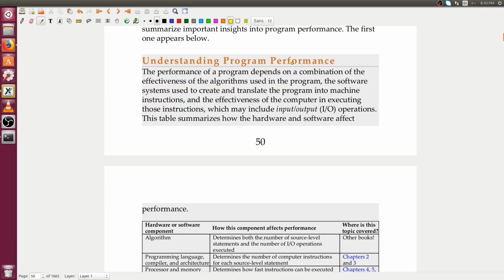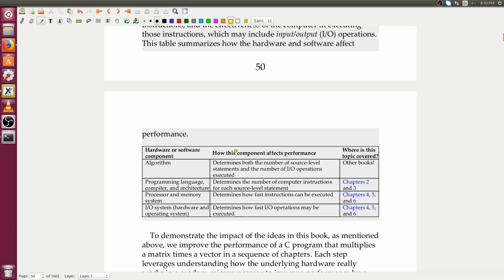Understanding program performance. The performance of a program depends on a combination of the effectiveness of the algorithms used in the program, the software systems used to create and translate the program into machine instructions, and the effectiveness of the computer in executing those instructions, which may include input-output, I/O. So let's talk about this a little bit. We have the algorithm. The algorithm is what a computer scientist, or maybe even a mathematician, has come up with, and it will be a programmatic way to solve a problem.